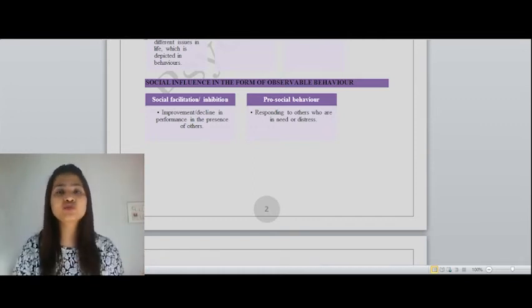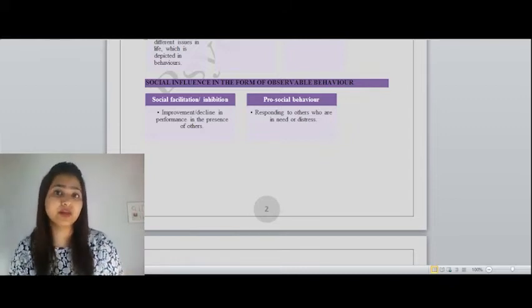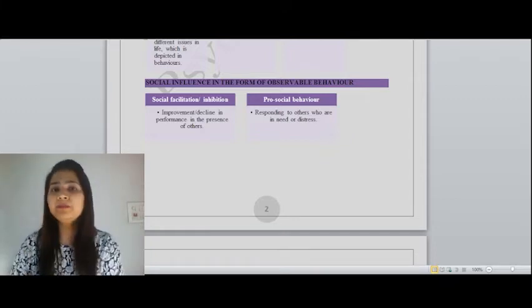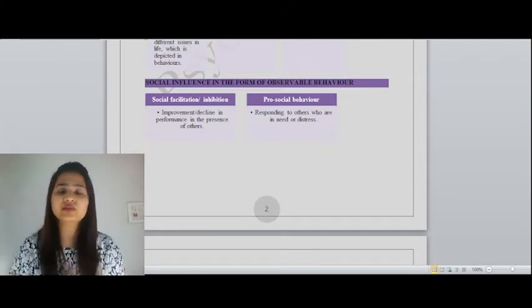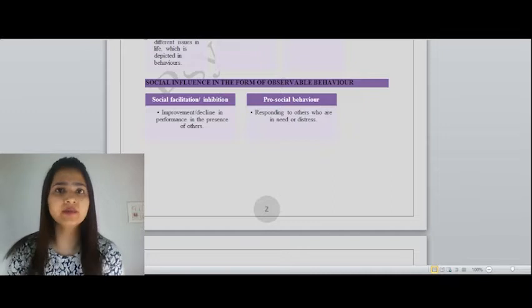Like, some people are so good on stage, so their behavior gets even better, their performance gets even better with the presence of an audience. That is social facilitation. Whereas some people, they get all sweaty, they are unable to say a word. So yes, due to the fear, there's a decline in the performance, and that happens in social inhibition.